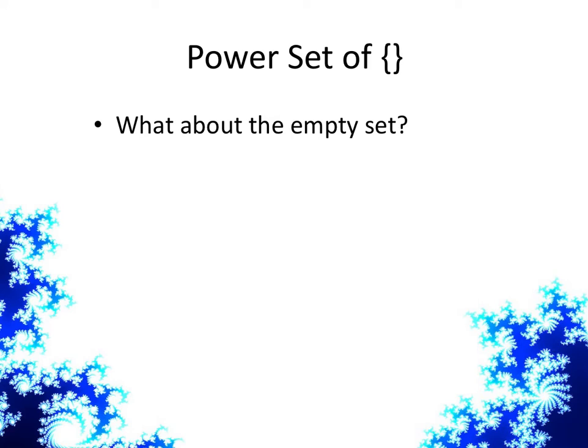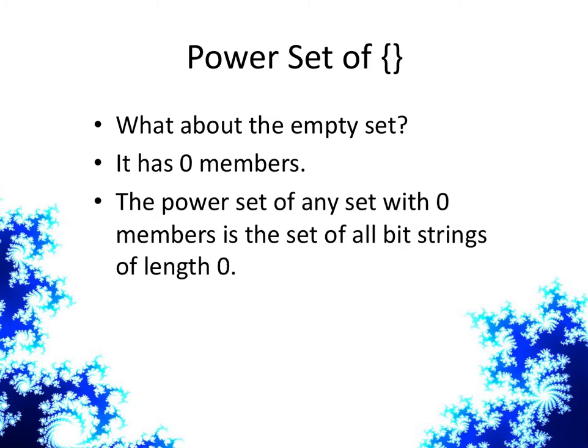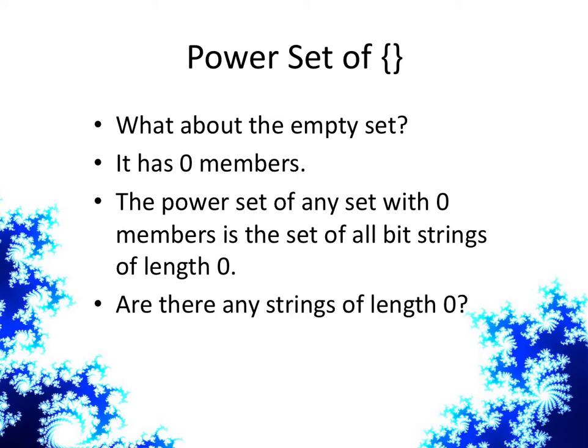So, what about the empty set? It has 0 members. The power set of any set with 0 members is the set of all bit strings of length 0. Are there any strings of length 0? There's one string of length 0. It's the null string, represented by that upside down V. It has length 0.